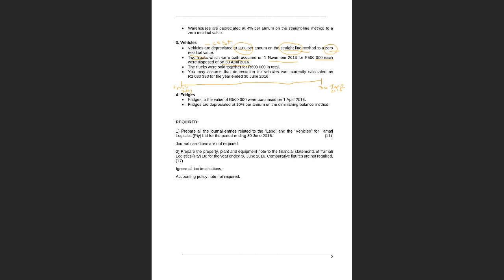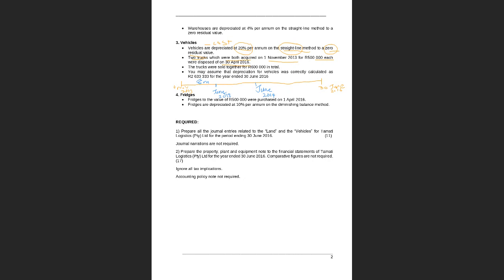Okay. So if you look at it, our first year end after we bought this asset would have been June 2013. Okay, so for the year ended 30th of June 2013, we would have only depreciated that asset from the 1st of November until 30th of June. So that would be November, December, January, February, March, April, May, June. Okay, so how many months would that be? Count your fingers. So it's going to be November, December, January, February, March, April, May, and June. Okay, so that's actually 8 months.